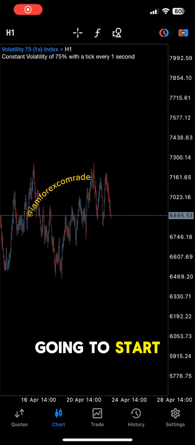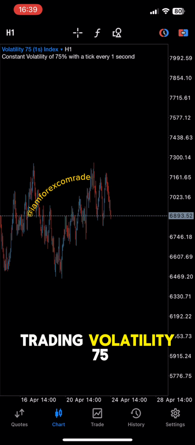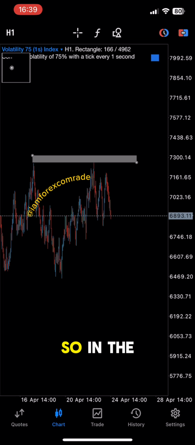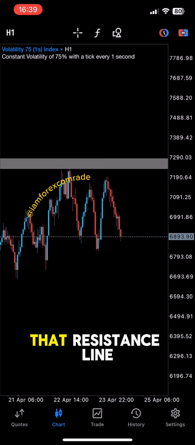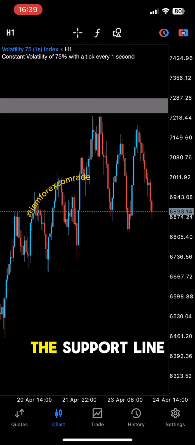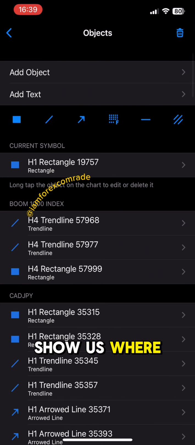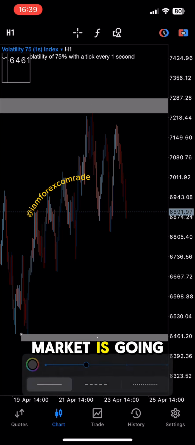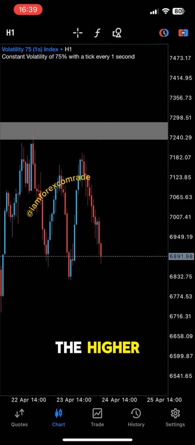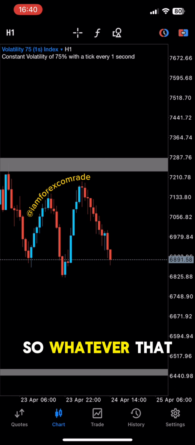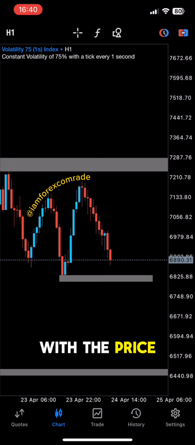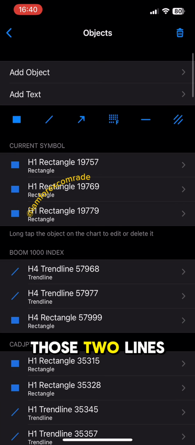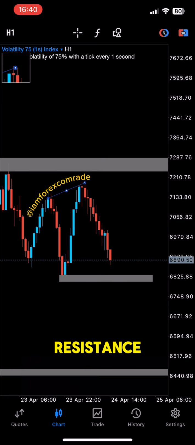So we are going to start with the $60 account trading Volatility 75 1 second. In the Volatility 75 1 second, we first have to draw that resistance line, and then we have to draw the support line. These two lines show us where the market is coming from and where the market is going. They mark the points of the higher high and the lower low. Whatever happens in between those lines has to end with the price reaching one of those two lines, which is the support or the resistance.